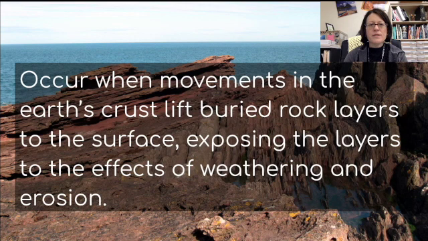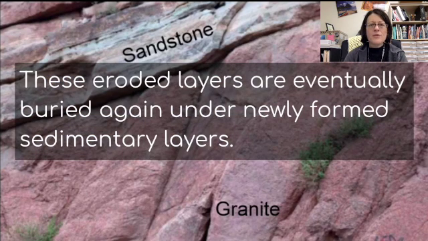They occur when movements in the Earth's crust lift buried rock layers to the surface, exposing the layers to the effects of weathering and erosion. Now here, this is an angular unconformity because we have rock layers that are vertical, and then we have a tilted one that's almost horizontal. So rock layers have been lifted, and we call that angular because they're at an angle. And those eroded surface layers are eventually buried again under newly formed sedimentary layers.